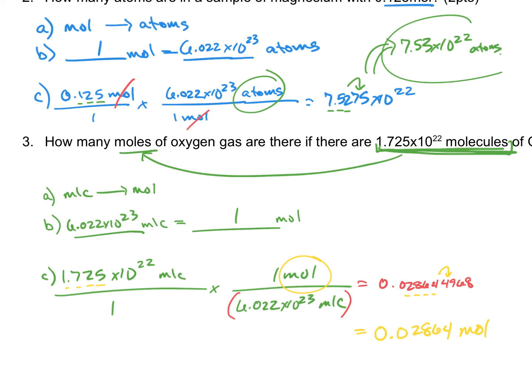The other possible way of writing it is, because this is kind of a small number, you could use scientific notation, 2.864 times 10 to the negative 2nd moles. Both of those would be acceptable answers.